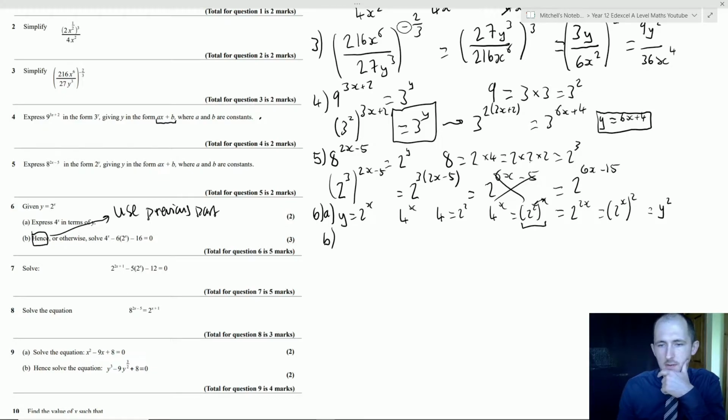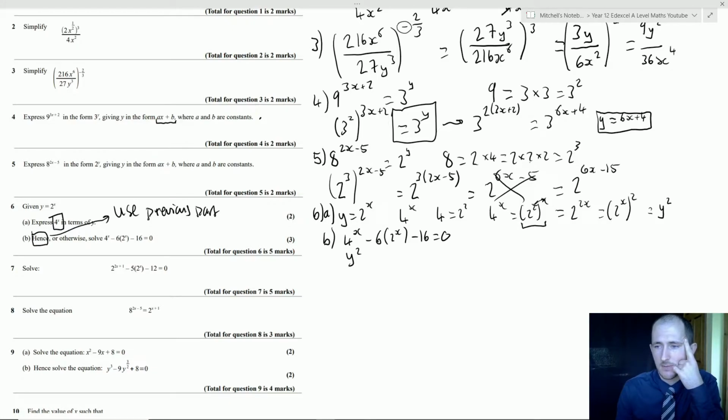Now, let's have a look at our equation. We have 4 to the power of x minus 6 times 2 to the power of x minus 16 equals 0. It says use part A. That's what hence means. Well, I expressed 4 to the power of x in terms of y. Well, what if I sub that result in? I get y squared. Does that help me? Well, now I'm thinking y squared means I have a quadratic, which I know how to solve because I've done them a billion times before.